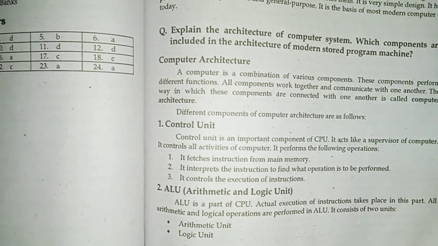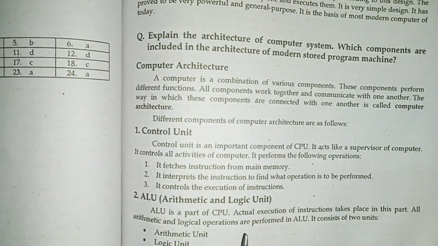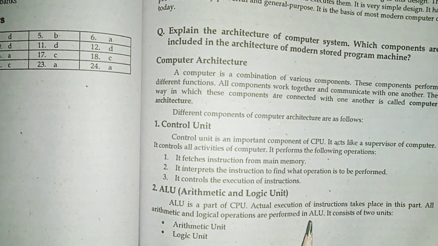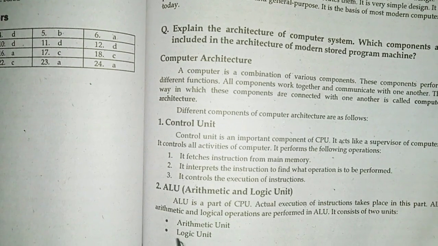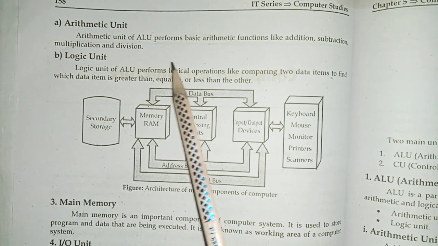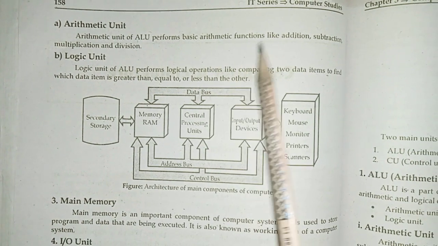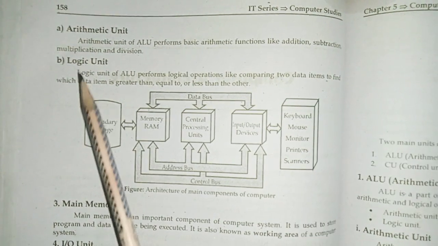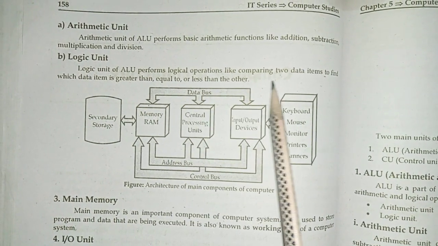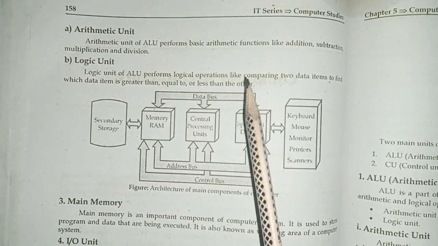In the ALU, the arithmetic and logic unit, the ALU is a part of the CPU and the actual execution of instructions takes place in this part. All the arithmetic and logical operations are performed in the ALU. It consists of two units, the arithmetic unit and the logic unit. The arithmetic unit of the ALU performs the basic arithmetic functions like addition, subtraction, multiplication and division. The logic unit of the ALU performs the logical operations, like comparing two data items to find which data item is greater than, equal to or less than the other.